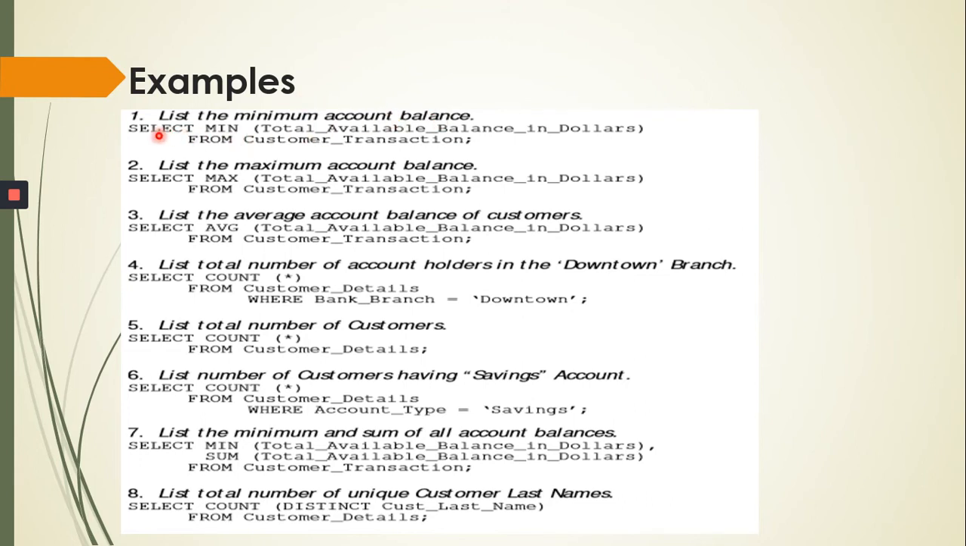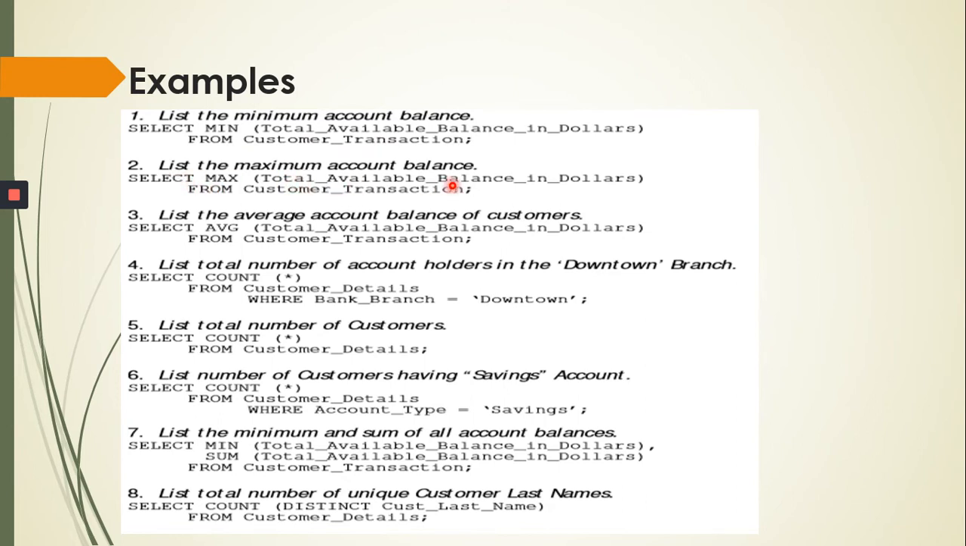Okay, so SELECT is a statement, MIN is a function name, and in brackets we use the column name. In the table we have a column, total available balance in dollars. From which table? The customer transaction table. So this is the query: SELECT MIN, in brackets we write the column, and from here we write the table name.